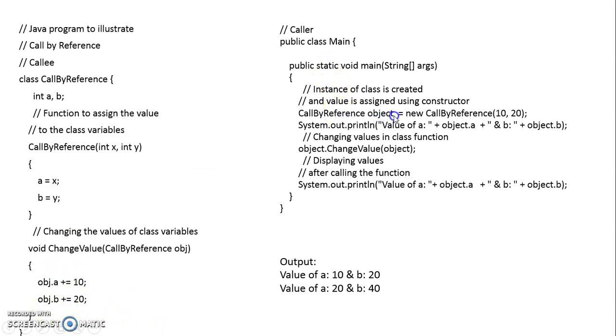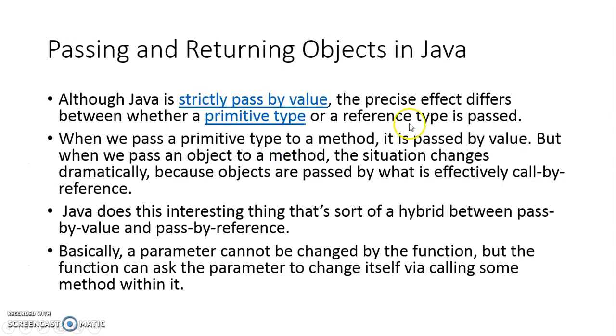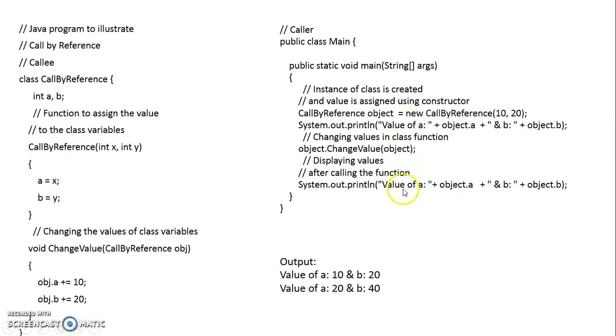Now as I have created the object, my constructor will be called, A will be 10 and B will be 20. Then I am calling the print statement, so the value of A will be 10 and B will be 20. Then here I am again calling another function, that is change value. So here the value will be changed. For A it will be 20 and for B it will be 40.